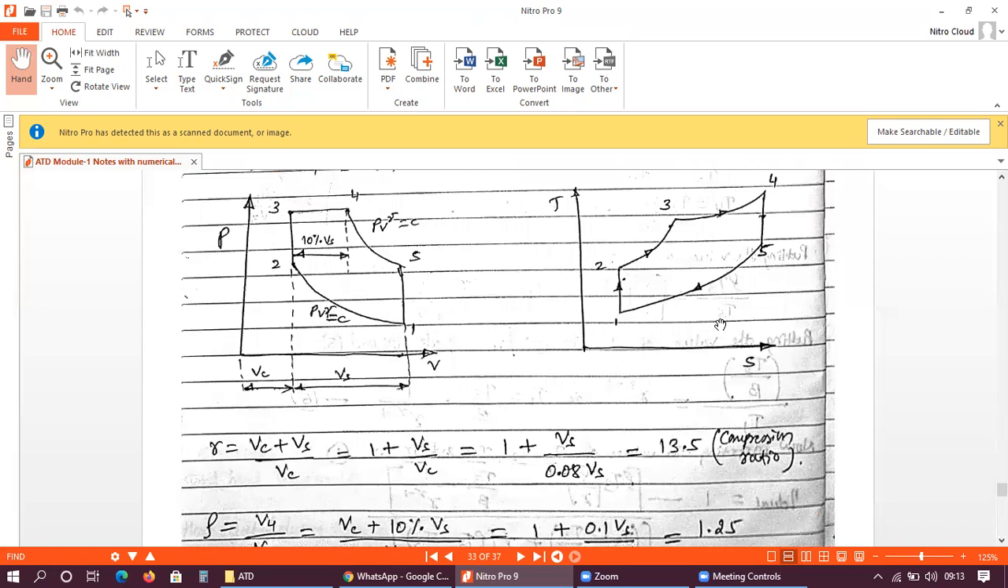Just draw the PV diagram, okay, so that it will be easy for me also to explain the things. Just draw it within 1 or 2 minutes, so that I can explain it in a more proper way.